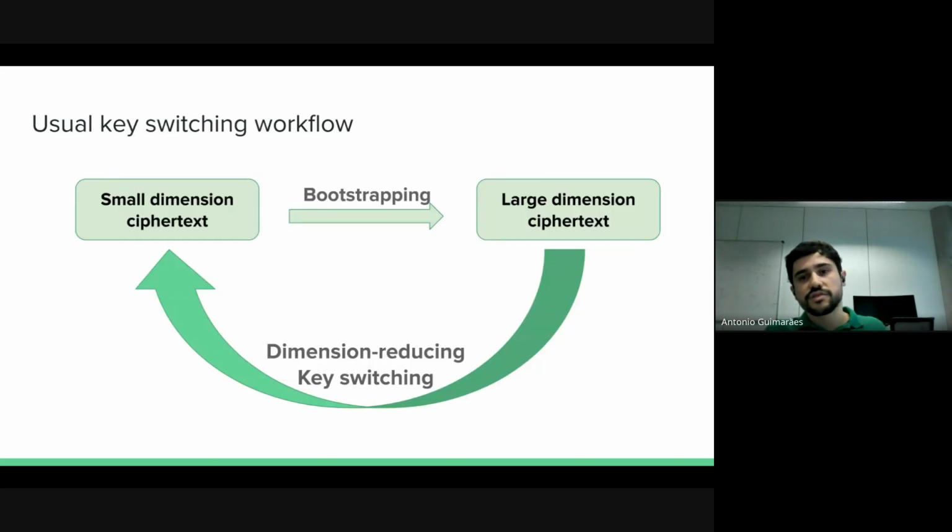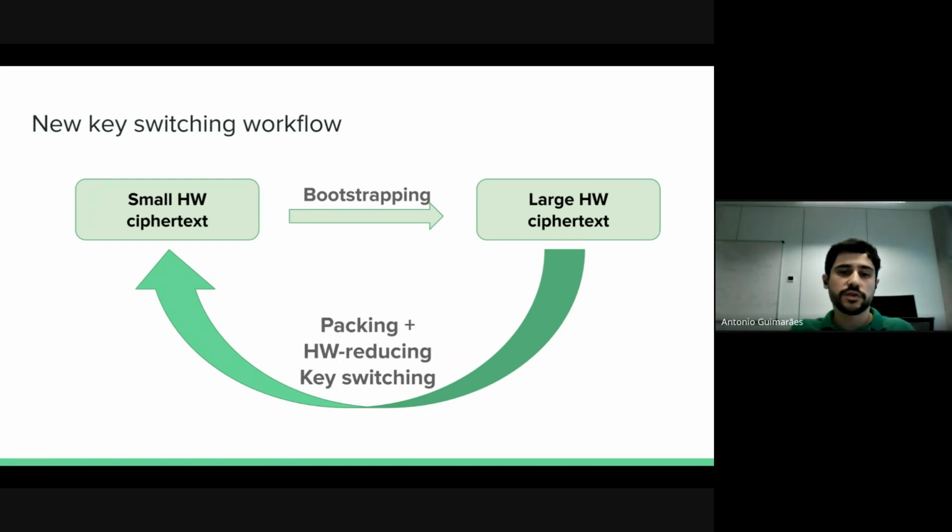Finally, another thing that changes in our bootstrapping is that usually when we're doing FHE, you have this kind of workflow. You go from a small dimension ciphertext, you bootstrap it, you have something with high dimension, and then you do a dimension-reducing key switching to go back to your original dimension. In our bootstrapping, the amortized cost doesn't depend directly on the value of n, the dimension. So you don't need to reduce dimension. We only need to reduce the Hamming weight of your associated key. And you can actually have the bootstrapping reducing dimension, for example.